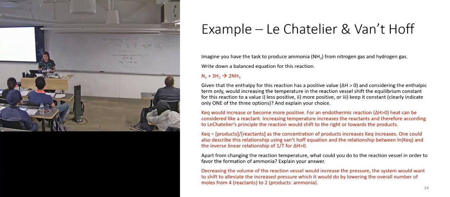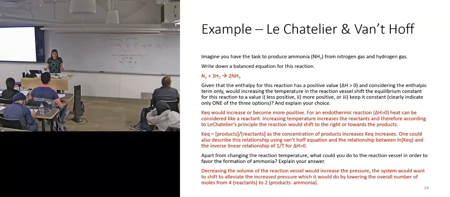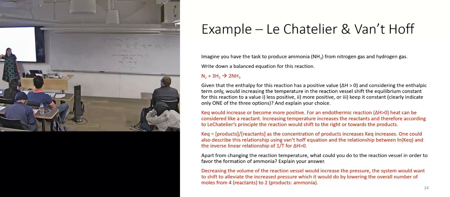Great. So if you decrease the volume of the vessel, you'll increase the pressure. Okay? Pressure is related to how frequently these molecules are actually hitting the walls of the vessel. If you have fewer molecules, okay? Here, we have 4 moles of things floating around, but this side only has 2. We will shift to the product to combat that increase in pressure.